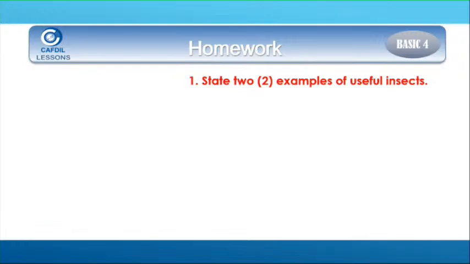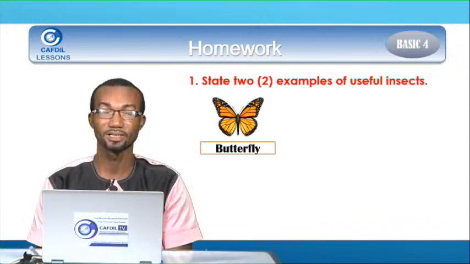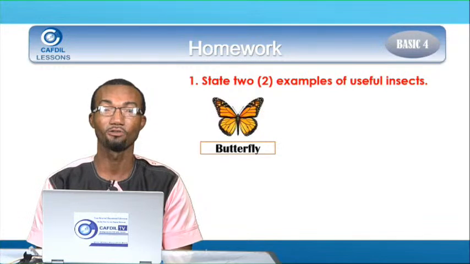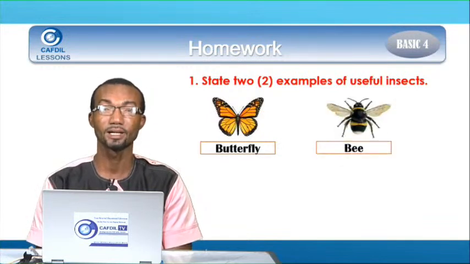1. State 2 examples of useful insects. The first one is butterfly, the animal butterfly. And we said butterflies help with the pollination of plants. The second one is the bee. The bee also helps with the pollination of plants as well as producing honey for human use.